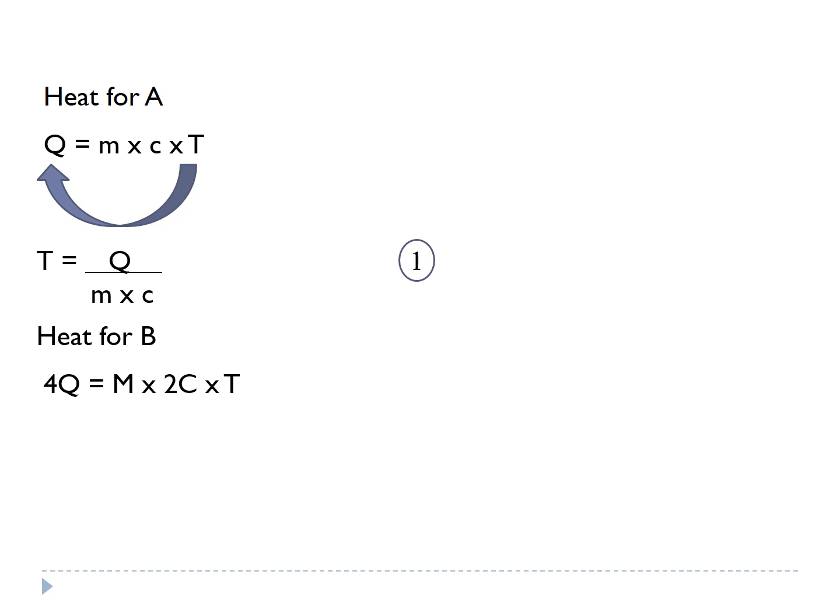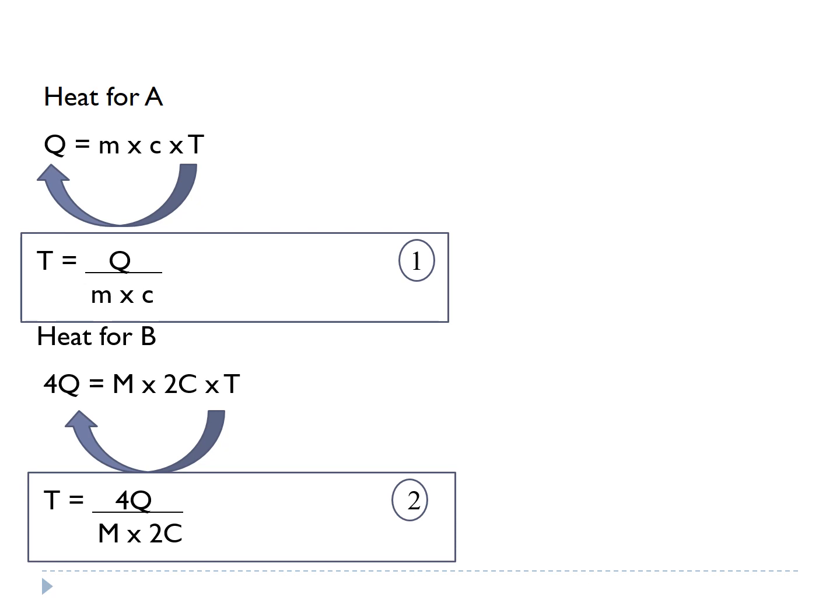Same thing again we will do. T that is there, we will take it on the left hand side. When we are taking T on the left, 4Q comes into the numerator, and M and 2C goes into the denominator. So T is equal to 4Q upon M into 2C, and this we will consider as being equation 2. So equation 1 and equation 2, based on this we are going to solve the remaining numerical.